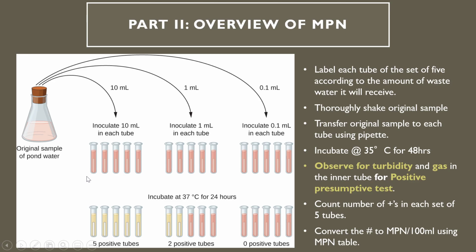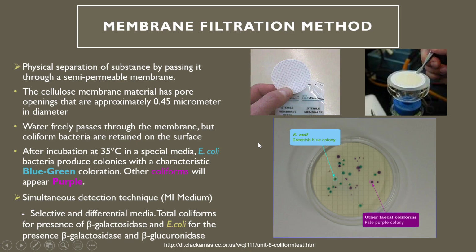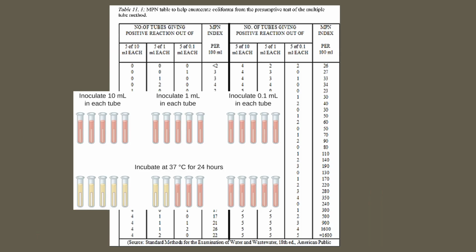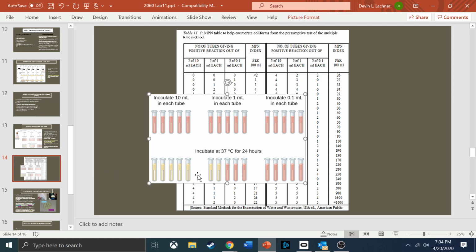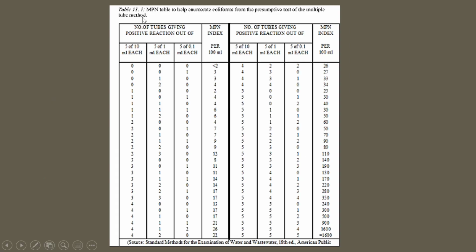So with this particular example, we have 5 positive tubes at the 10 ml, 2 positive tubes at the 1 ml, and then 0 positive tubes at the 0.1 ml. So you just use this table real fast. You use this table in order to figure out the most probable number of coliforms in your sample per 100 ml.